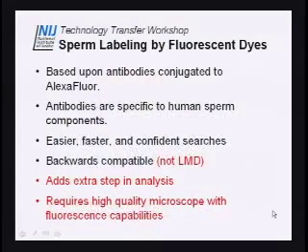One of the new techniques that we're looking at, and is coming out, is sperm labeling by fluorescent dye. These sperm ID or fluorescent sperm ID products are based upon antibodies conjugated to some type of Alexafluor, or Alexa-488, I think is fluorochrome. It's a fluorescent molecule. It's conjugated to the antibody molecule, and these antibodies are specific to human sperm components.